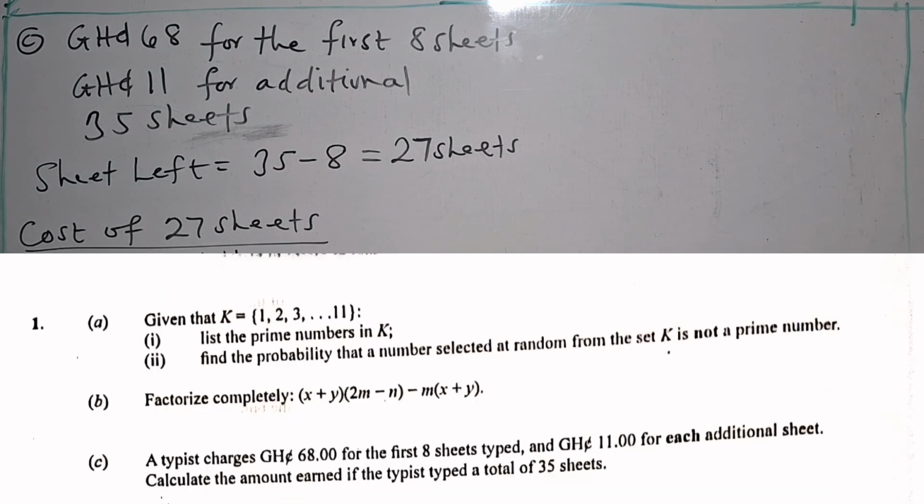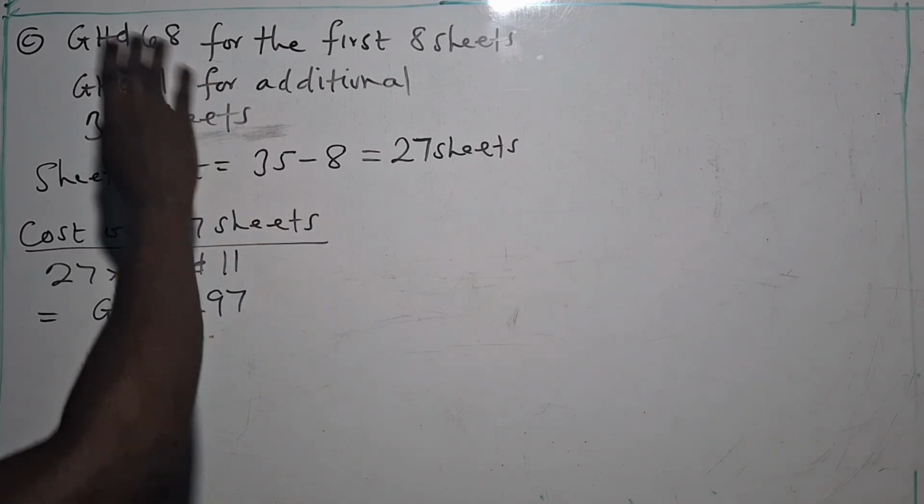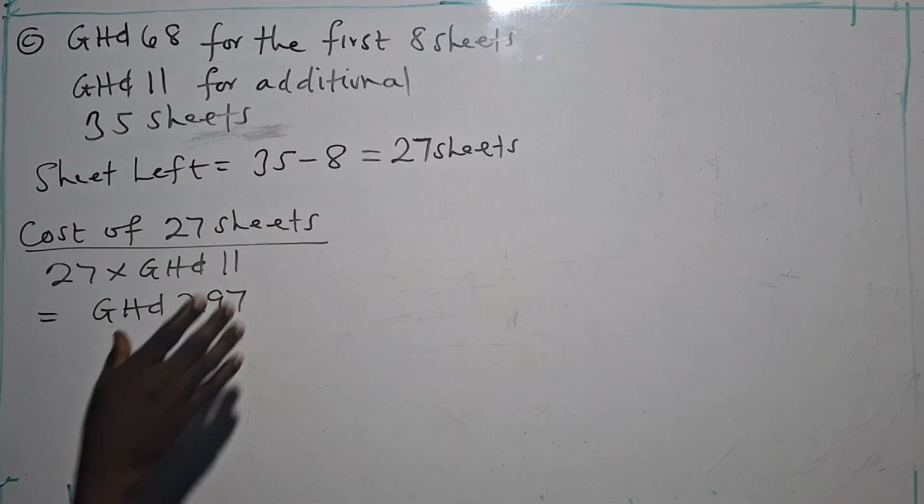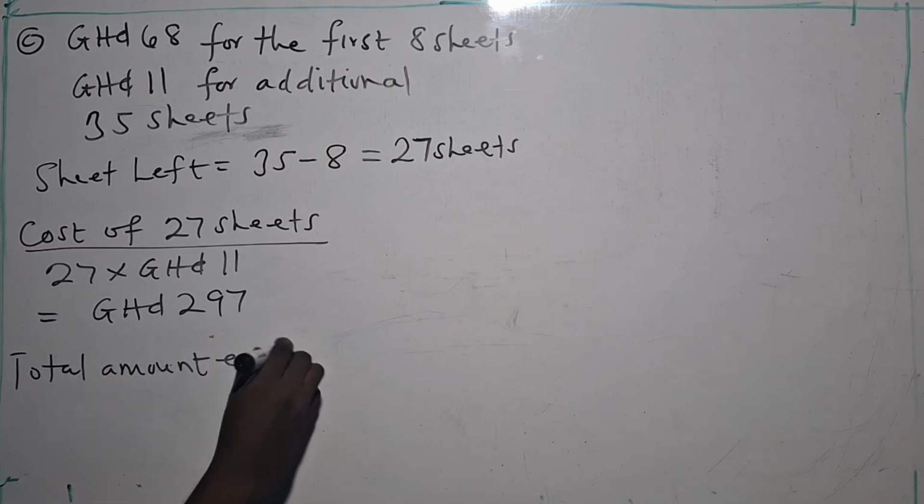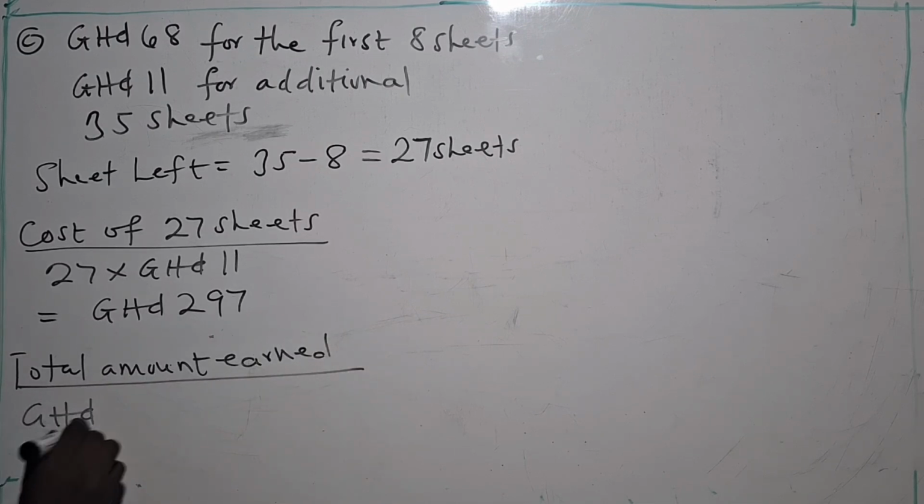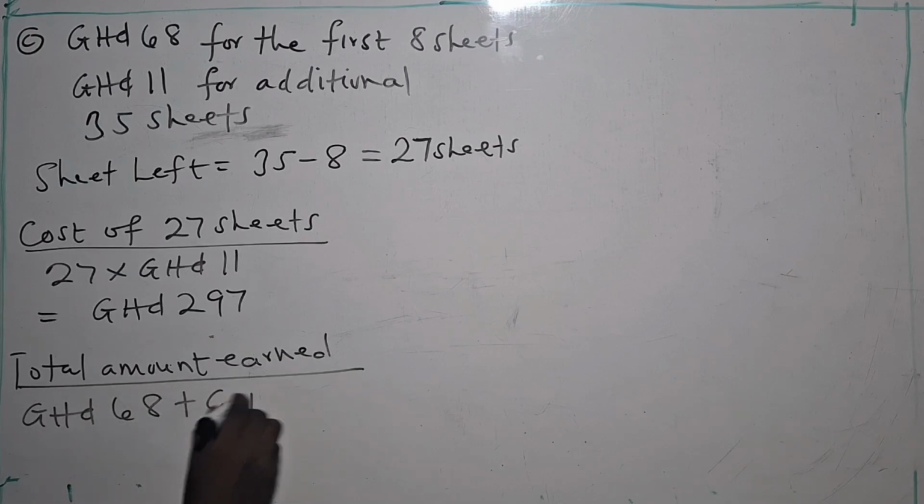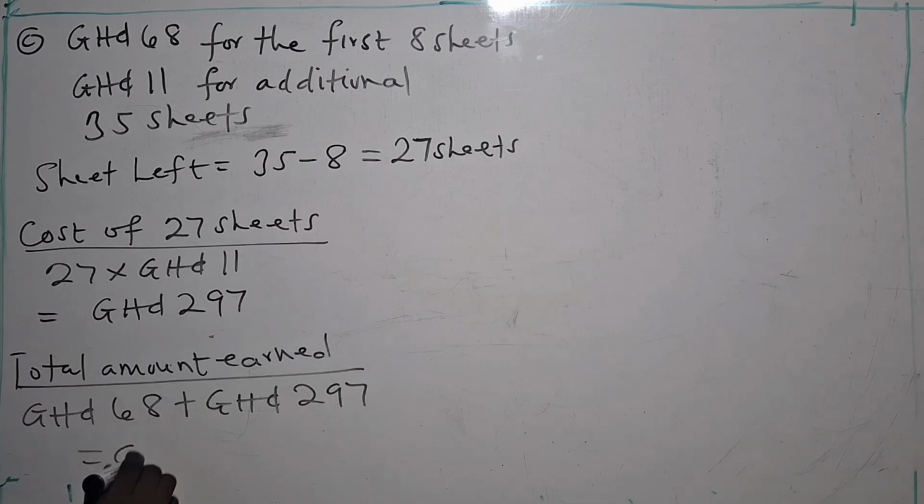Are you okay? But the question says that we should find the amount N if the typist typed a total of 35 sheets. Now already he has taken the 68 cedis, and for the additional 27 he has taken 297. So the total amount N is going to be the 68 cedis for the first 8 plus the 297 for the additional 27 we typed. So when we add 68 to 297, we are going to get 365 Ghana cedis. So the typist is going to earn 365 Ghana cedis. It's very simple if you understand the question and what you are doing.